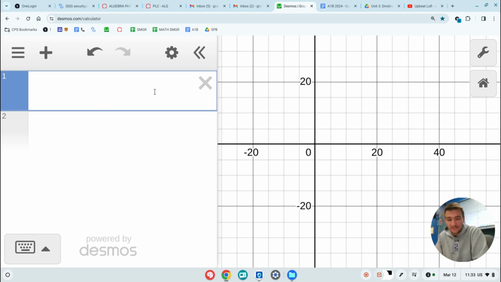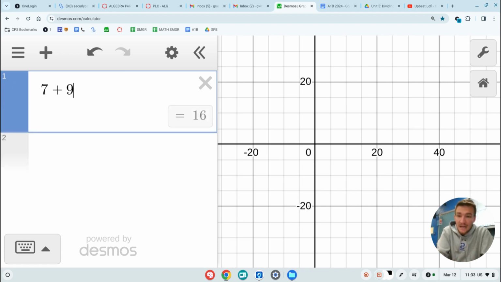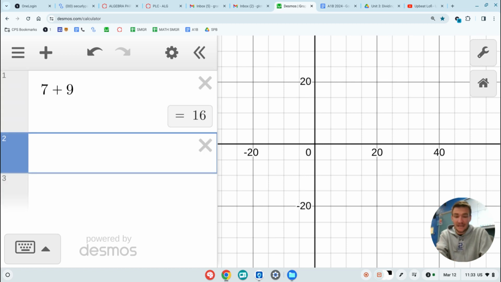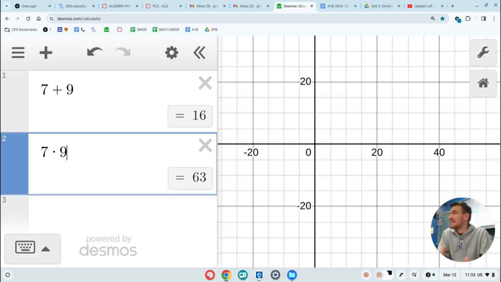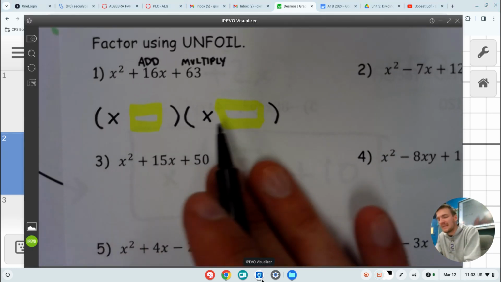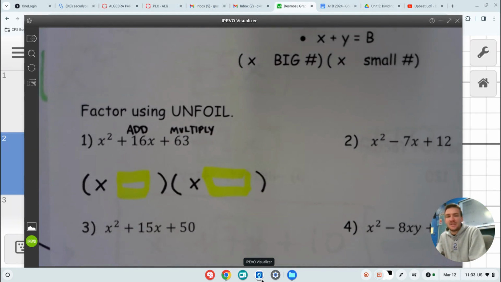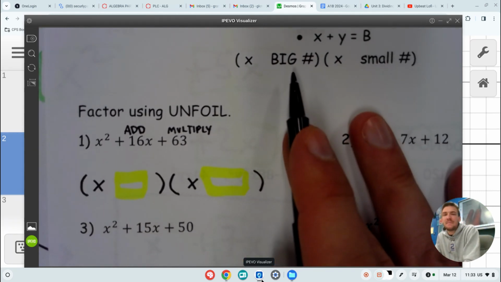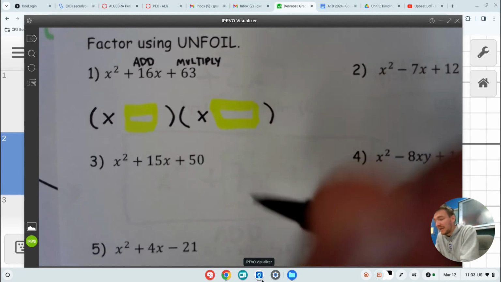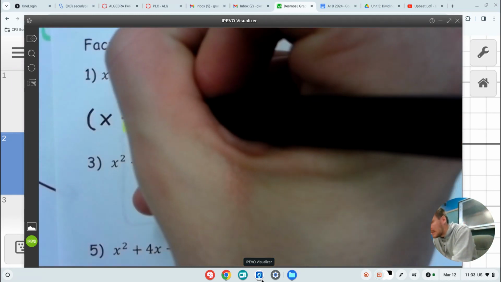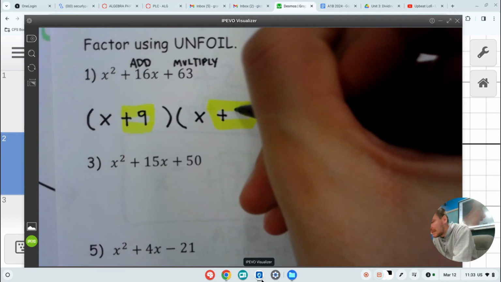7 plus 9, Jacob says. What is 7 plus 9? 16. And hopefully 7 times 9 is 63. So this is the perfect combo. This is the solving of our puzzle. We get 7 and 9 as the answer. So we want to put 7 and 9 in here. And just so you know, the way we like to do it is put the big number in the first position. So we're going to go with plus 9, plus 7.